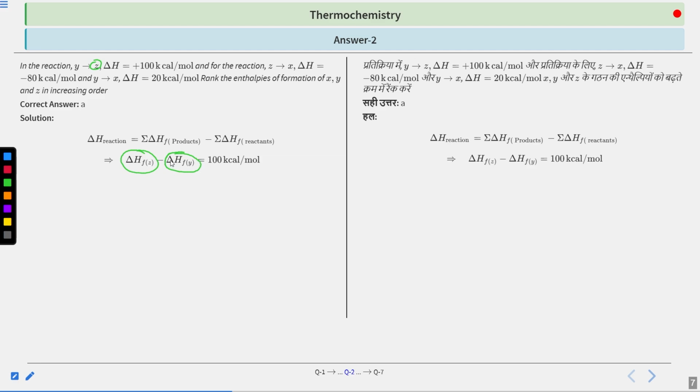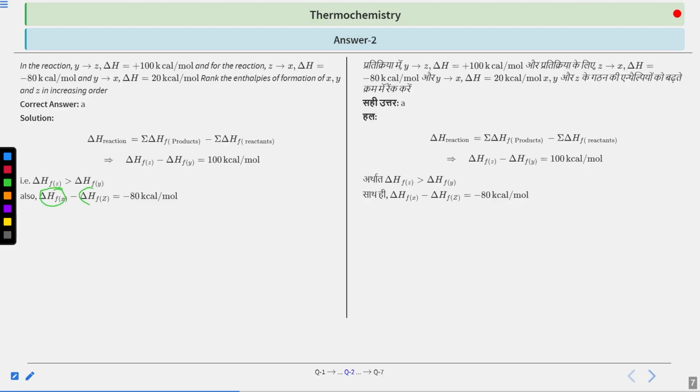Now the next is given for z to x. So accordingly, we will write here for z to x. So formation of x minus formation of z, that is minus 80 kilocalorie per mole.